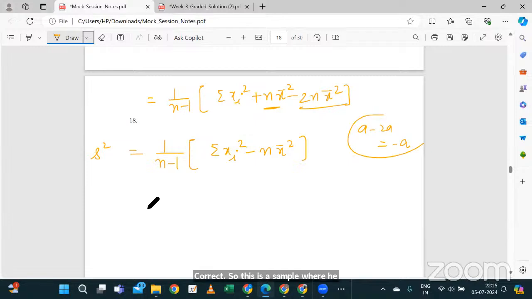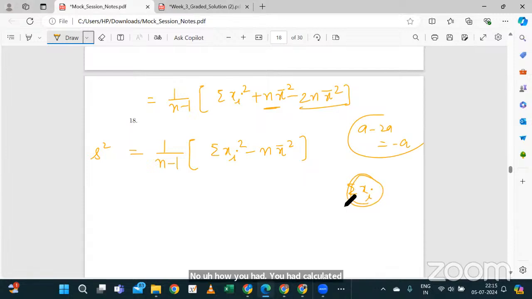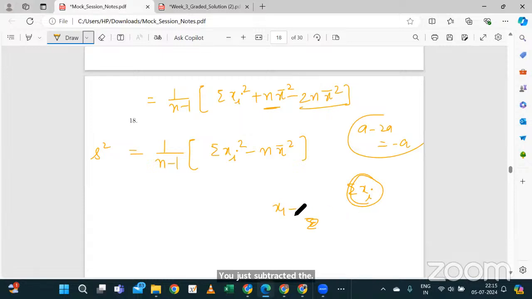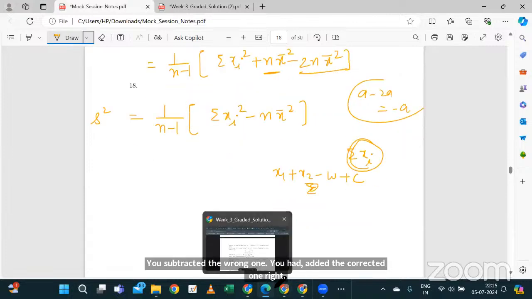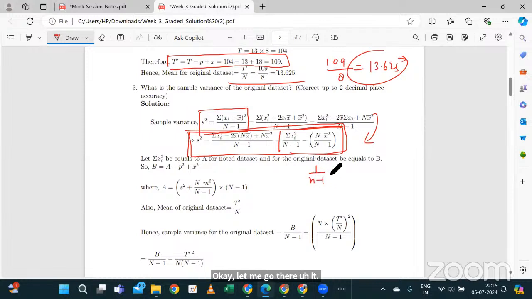Now if you have this part, how did you calculate the corrected summation of xi? Let's say you had x1 plus x2. You subtracted the wrong one, and you added the corrected one, right? Yes, sir. Correct. Then what will you do here? This is the case, right? You got 1 upon n minus 1 summation of xi square minus n x bar square. I have taken n minus 1 outside, right?